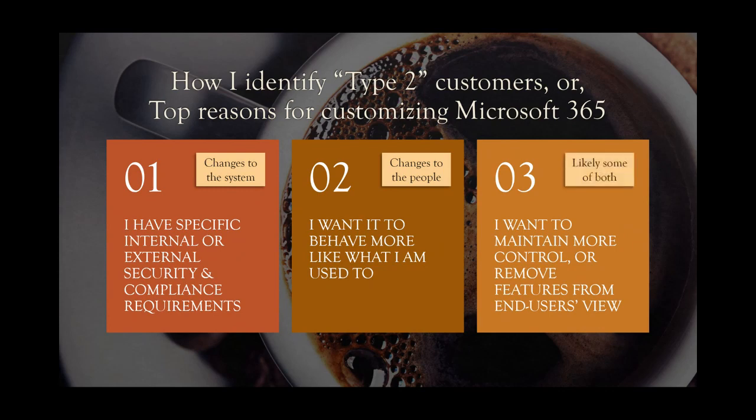And then there's this third category where sometimes they want to maintain more control or remove certain features from the end user's view, and this is really difficult because there are totally legitimate reasons why you may want to maintain some control, or maybe release features to users at a planned pace or something. But often I find that number 3 is really just number 2. It's almost like they're masquerading as number 1 in some cases, but it's really number 2 in disguise.